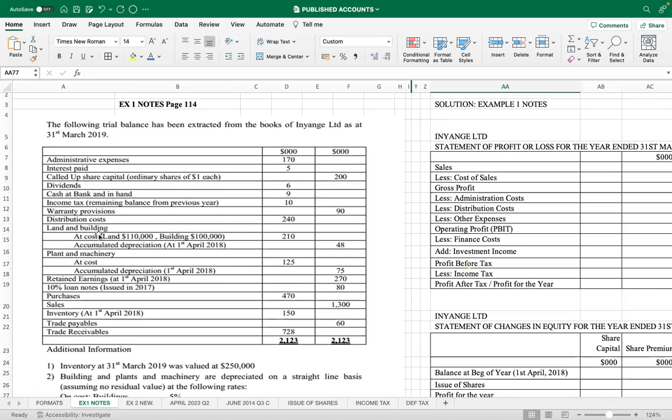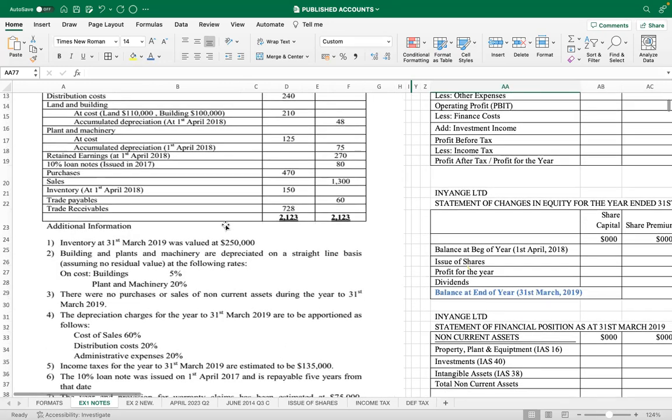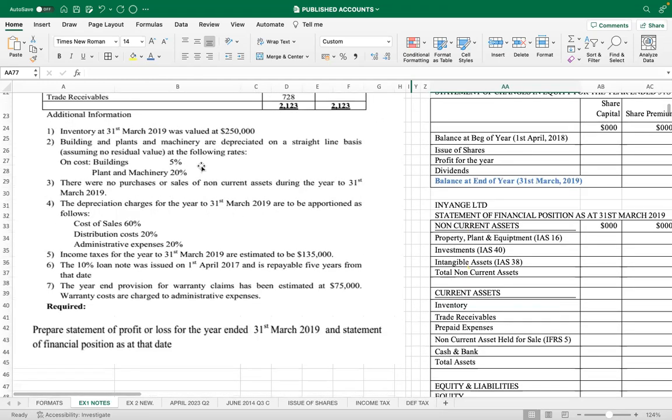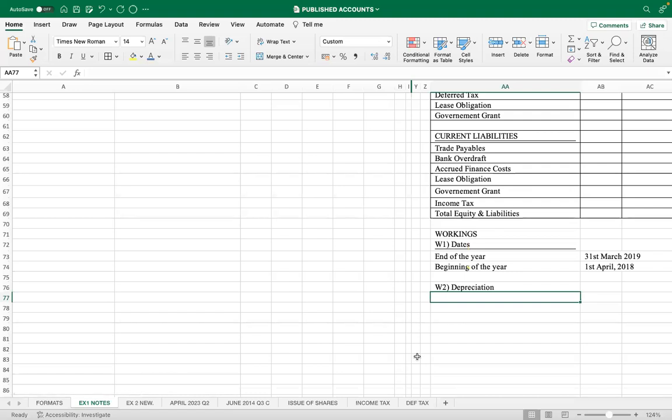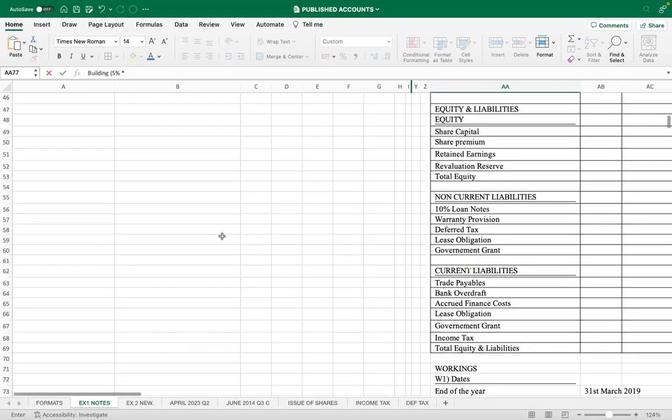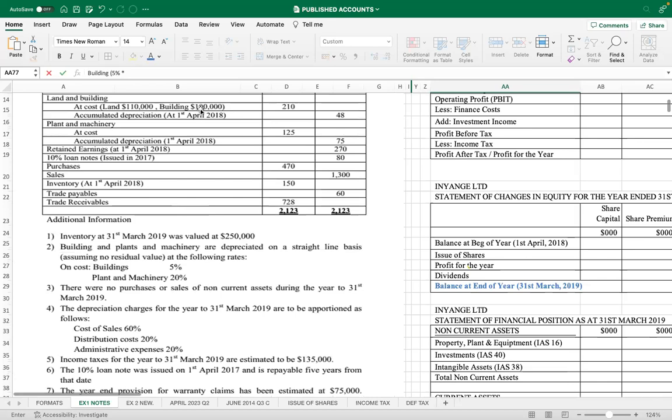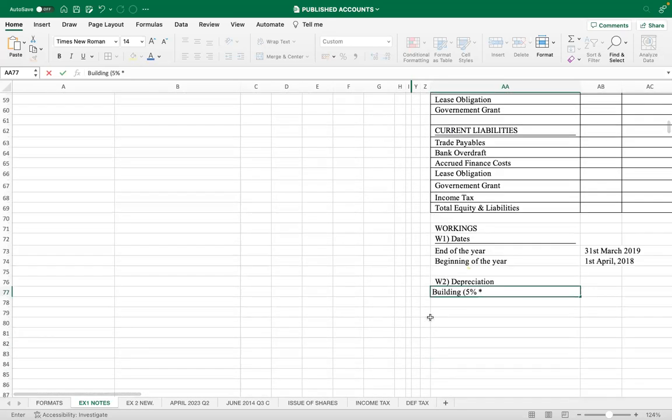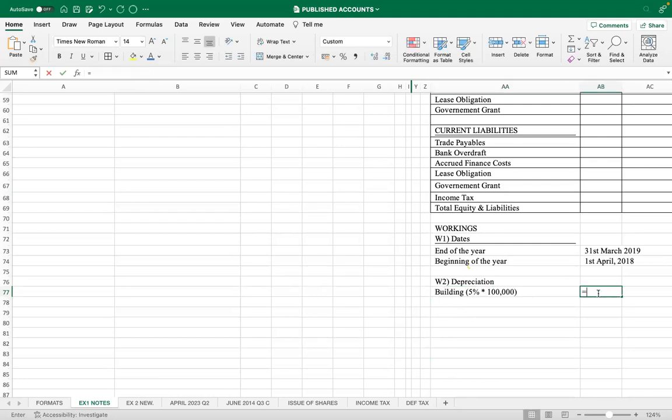So we go to the trial balance and check land and building at cost. Land is 110. Land is never depreciated. What we normally depreciate is building. The cost of building was 100,000, but I removed 3 zeros to be 100. Everything is in thousands, remember that. The building rate is 5%. So depreciation of building is 5% times the cost of building, 100. So that gives us 5.